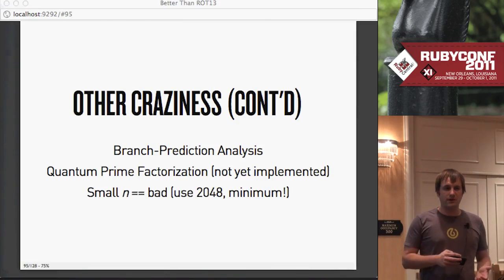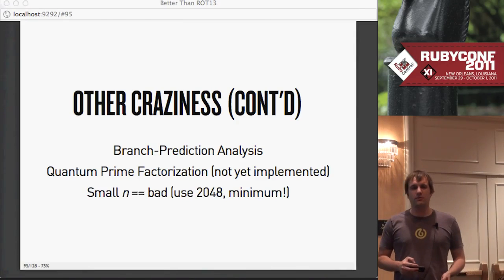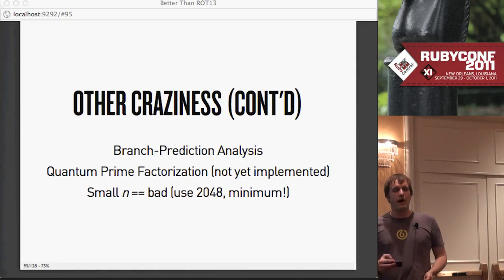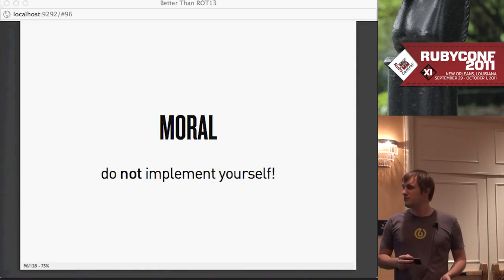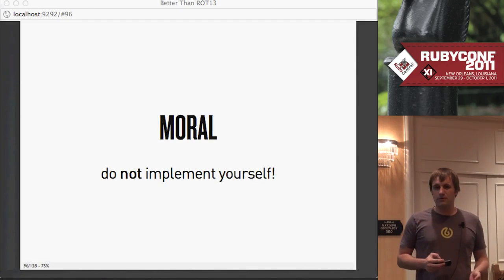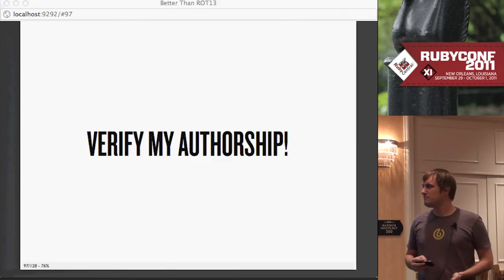You shouldn't use a small n. That would be bad. So choose at least 2048. I would say just use 4096. So the moral of the story is don't implement this yourself. There are so many ways to attack this that you are going to fall into a pitfall.